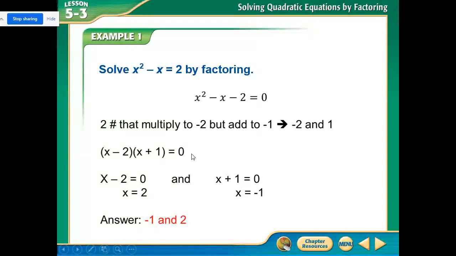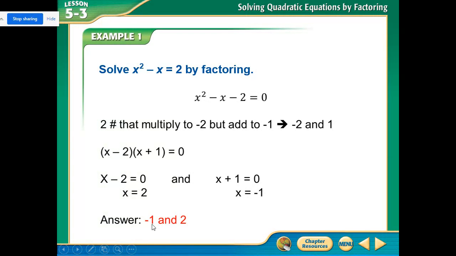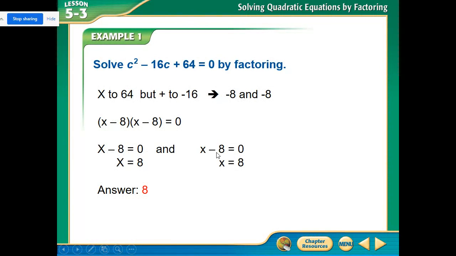Now that's set equal to 0. And then using the zero product property, I can split this up. So the x minus 2 equals 0 and the x plus 1 equals 0. Separate those and we get x equals 2 and x equals negative 1. So those are our two answers. Those are the two answers that will make this true. Negative 1 or 2, because we'll get that 0, which will then give us the 0 that we have over here. Let's try another one.